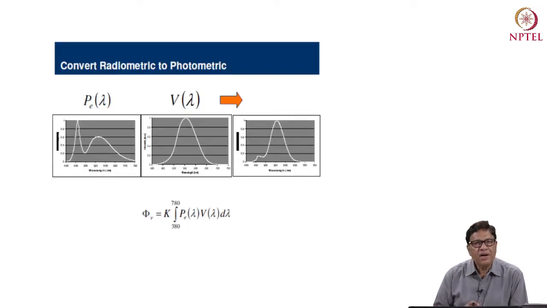How do you convert a radiometric quantity to a photometric quantity? This is the power spectral distribution of the source, P_e(lambda), and this is V(lambda), the eye sensitivity function. When you multiply and integrate from 380 to 780 nanometers, which is the visible range, along with a constant, you get photometric units. So this is the eye sensitivity function.